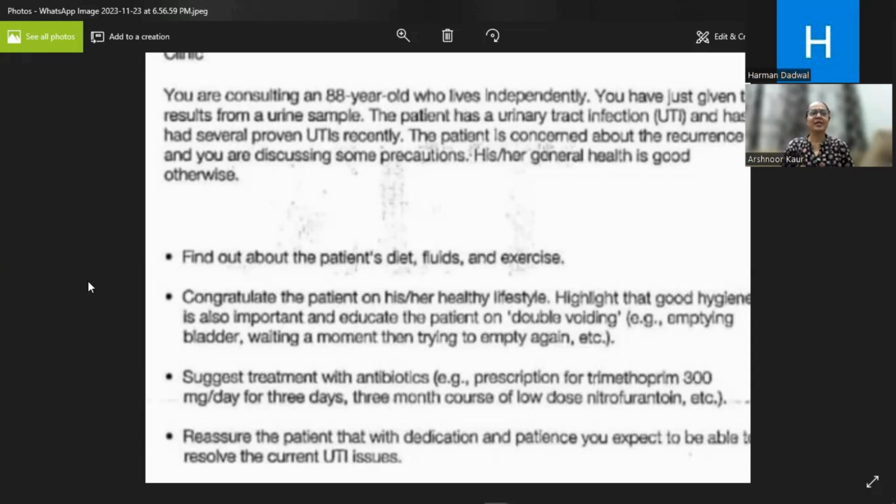This role play is about an elderly person with recurrence of UTI, that is urinary tract infection. It's an interesting role play, but before I start the video, I would like to give you some important information.